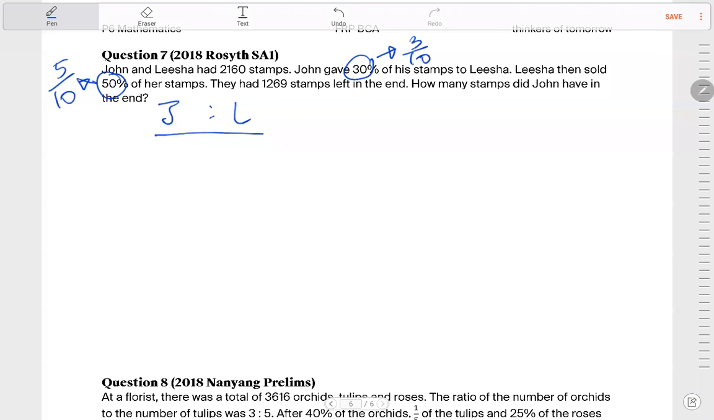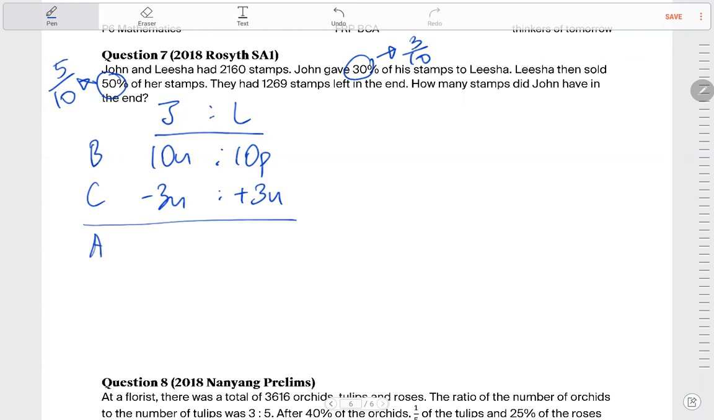So what I'm going to do here is start John with 10 units right before. Lisha also 10 parts, right? The first change, John gave 30%, which means John minus 3U and Lisha plus 3U. So after the first change, you realize that John will be left with 7 units and Lisha would be 10P plus 3U.